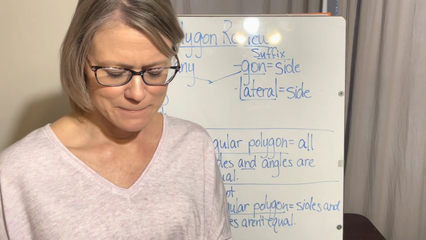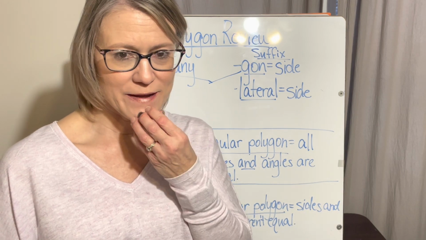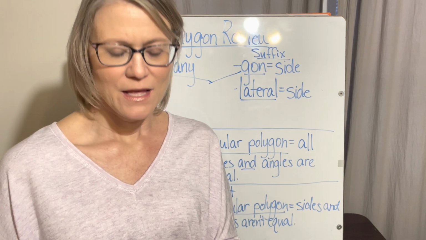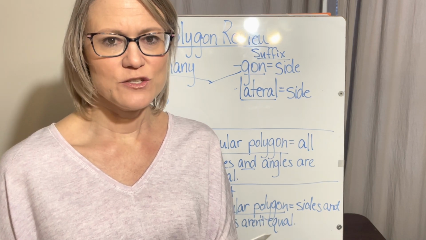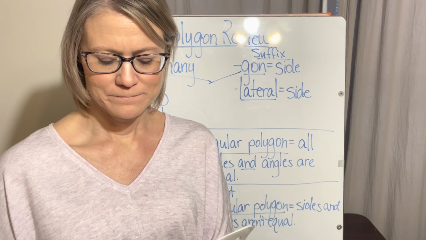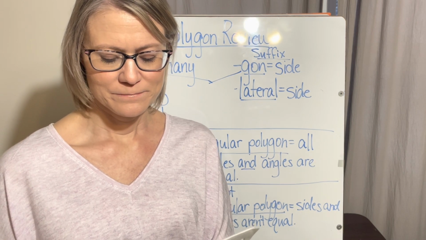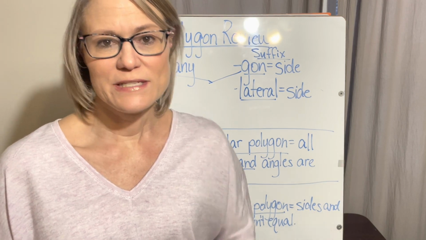Step number 8. The legs and feet are irregular polygons. They are quadrilaterals with only the opposite sides being equal. In other words, they're rectangles. So his legs and his feet.